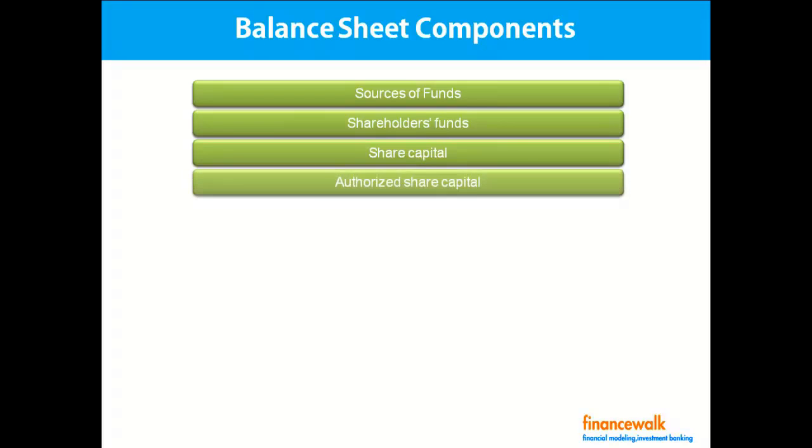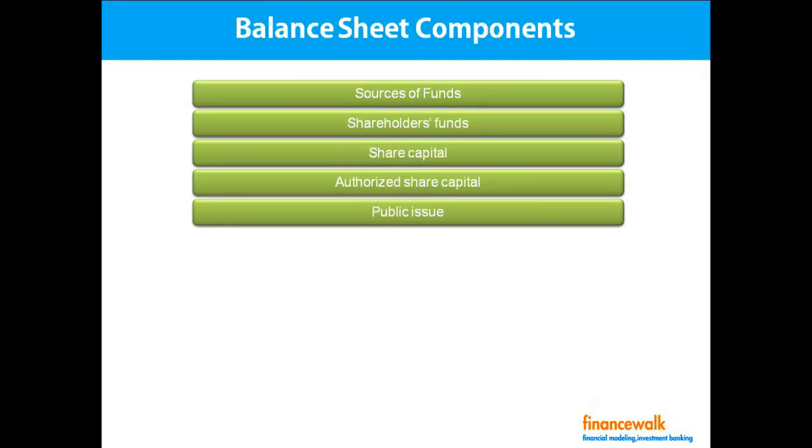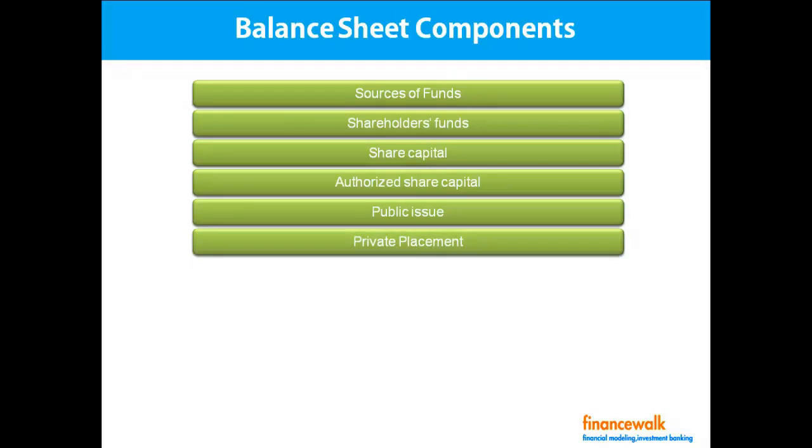Authorized share capital would depend entirely on the promoter's estimate of the funds required by the business to purchase its assets and fund its working capital. This is about authorized share capital. Now share capital is issued in a number of ways. First is public issue. Shares are offered to the public at large, that is called public issue. And private placement: shares are offered to selected individuals or institutions, that is called private placement.